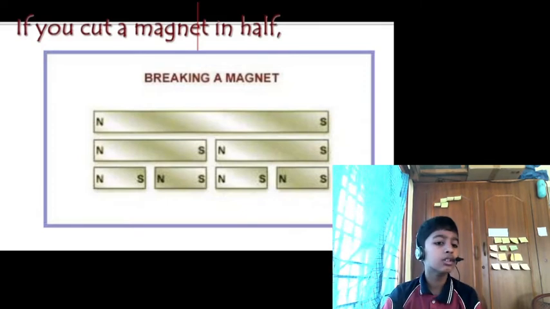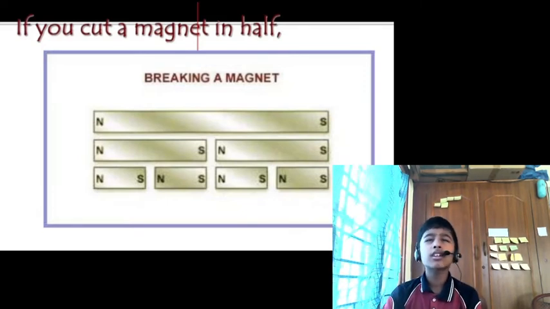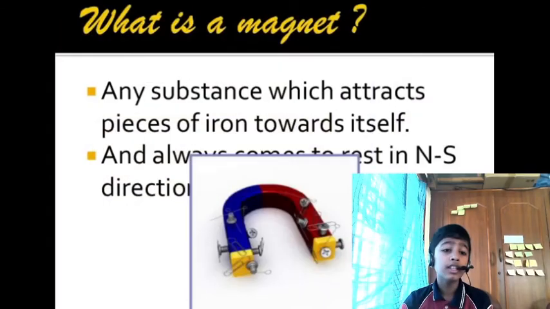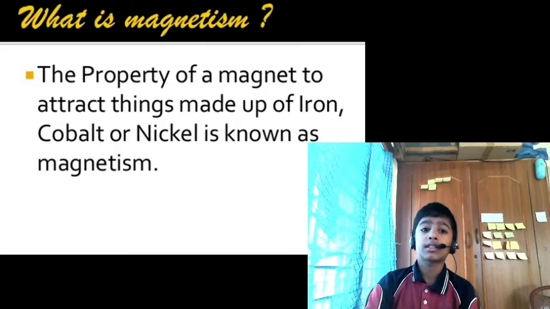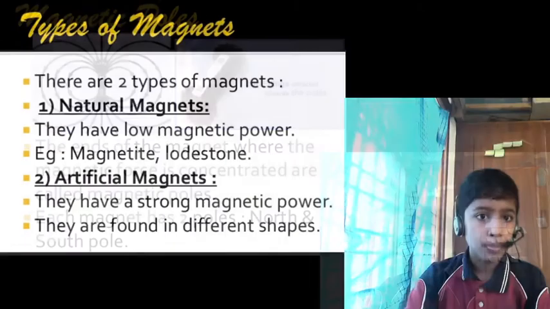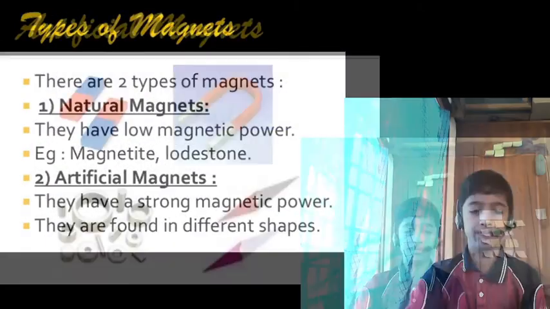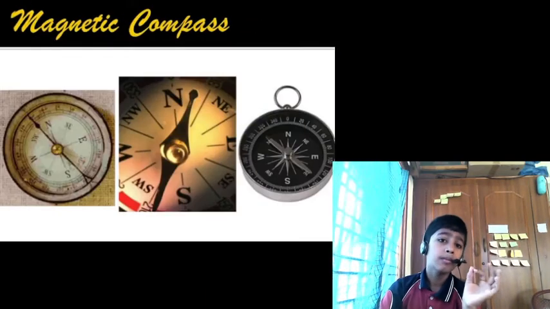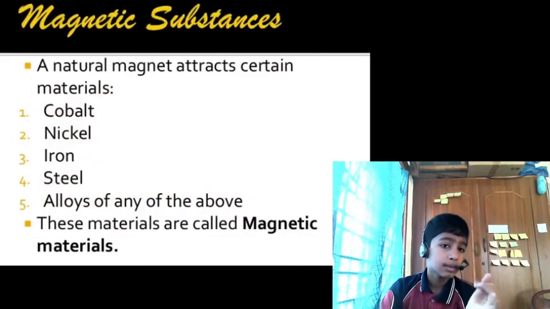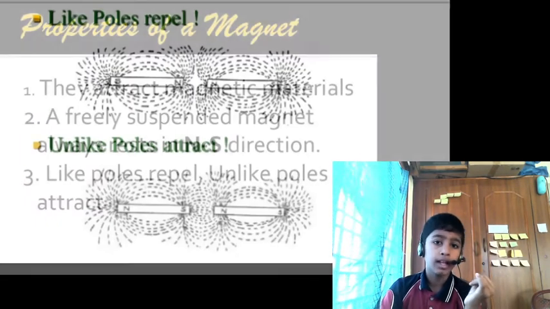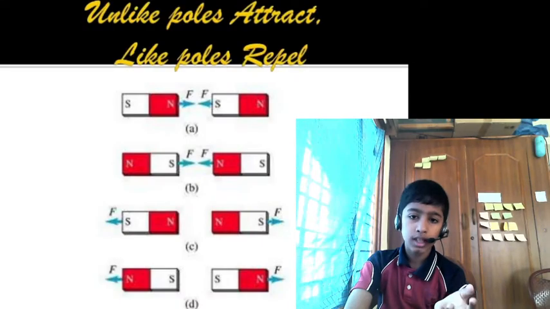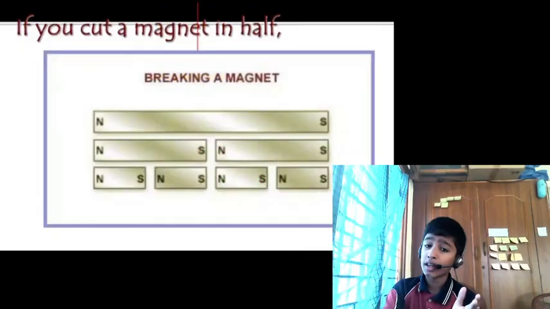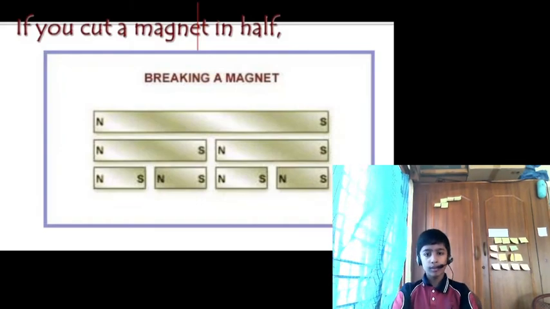So that's all for today's session. And what we learnt in this session: we learnt about what is a magnet, what is magnetism, magnetic poles, types of magnets, types of artificial magnets, magnetic compass, magnetic substances, and properties of the magnet, like poles repel, unlike poles attract. That's one of the properties of the magnet. And poles of the magnet always come in pairs, and if you cut a magnet also, that magnet will have a north and south pole.